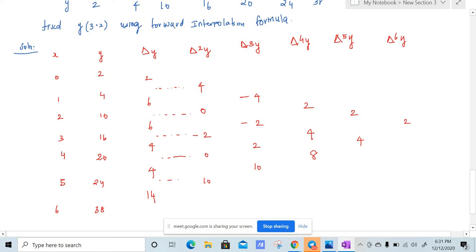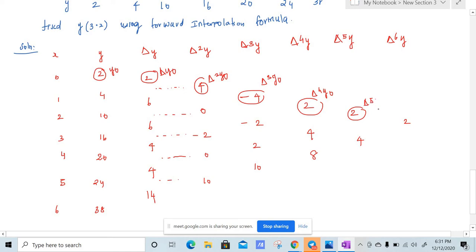This is our difference table. This is y naught. This is del y naught. This is del square y naught. This is del cube y naught. And this is del power 4 y naught. This is del power 5 y naught. And this is del power 6 y naught, right?